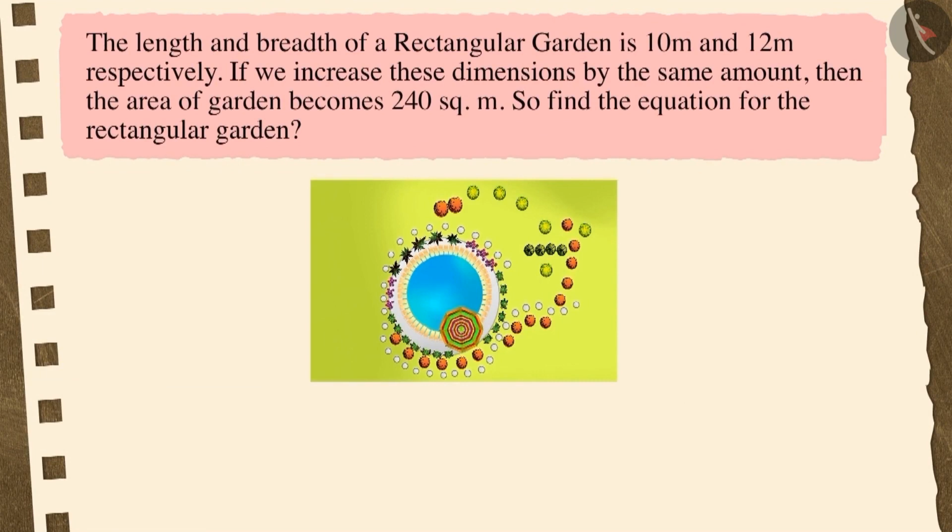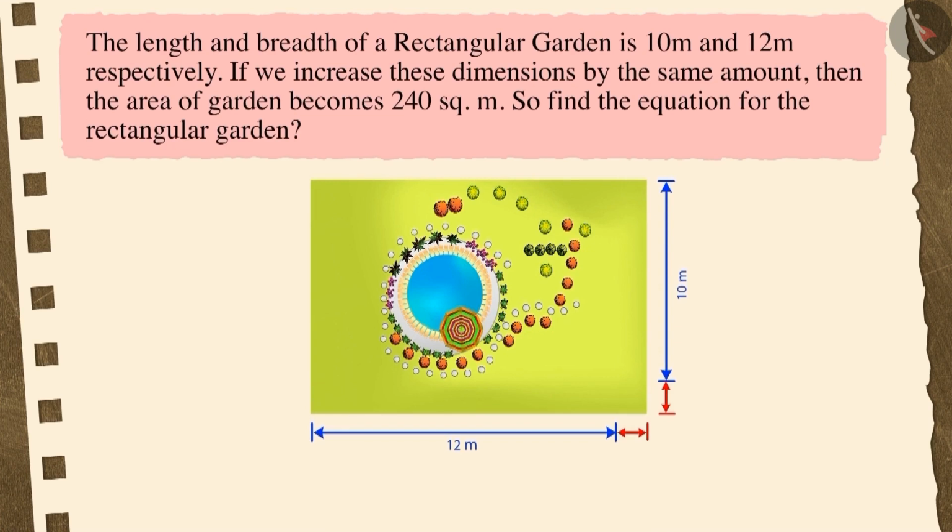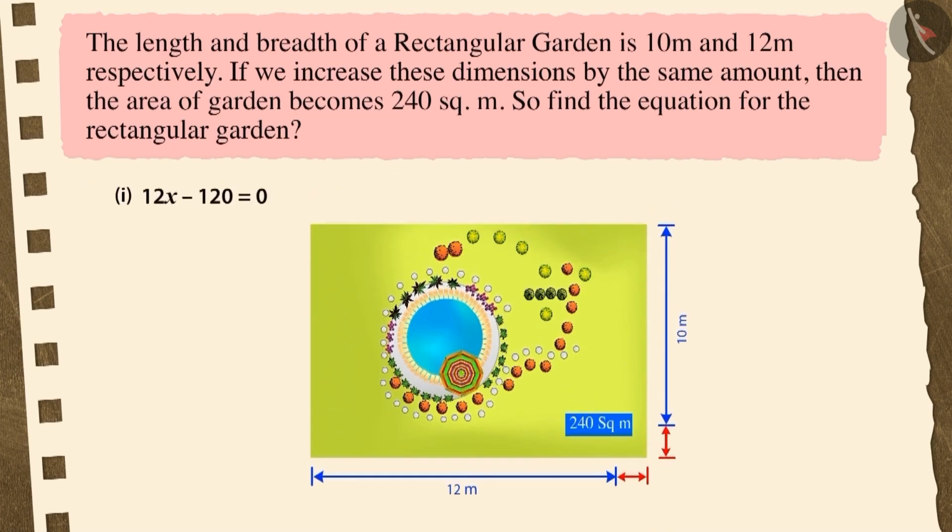The length and breadth of a rectangular garden are 10 meters and 12 meters respectively. If we increase these dimensions by the same amount, then the area of the garden becomes 240 square meters. Find the equation for the rectangular garden. To solve this question, pause the video and match your answer.